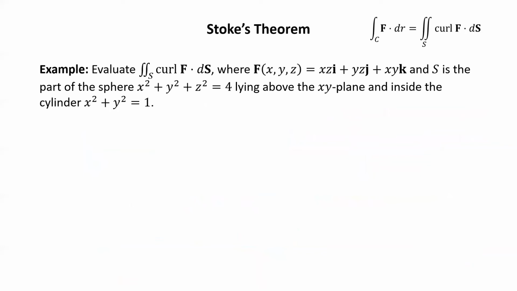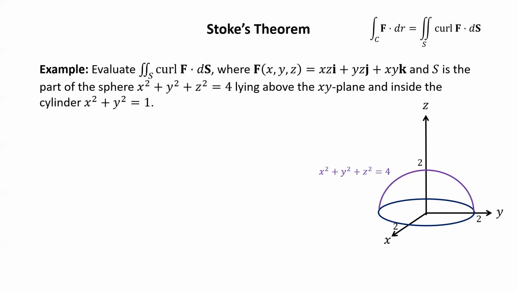Let's do an example going the other way. This time we're being asked to evaluate the surface integral of curl f dot dS. So to use Stokes' theorem, you'll change that to the corresponding line integral. Go ahead and pause the video, try this example yourself, and then resume the video to check your answer with mine. Evaluate the surface integral over S of curl f dot dS, where f of x, y, z equals xz i plus yz j plus xy k, and S is the part of the sphere x squared plus y squared plus z squared equals 4, lying above the xy plane and inside the cylinder x squared plus y squared equals 1.